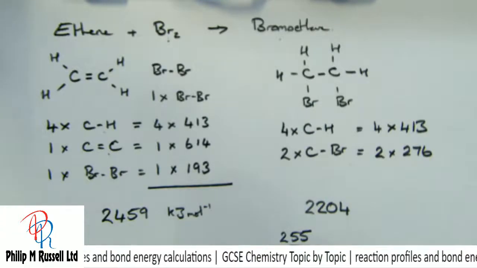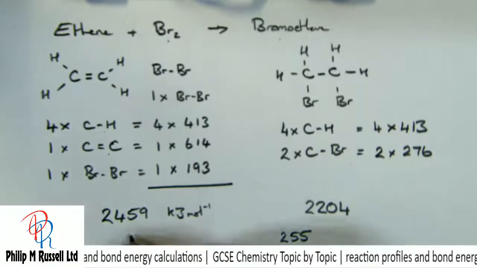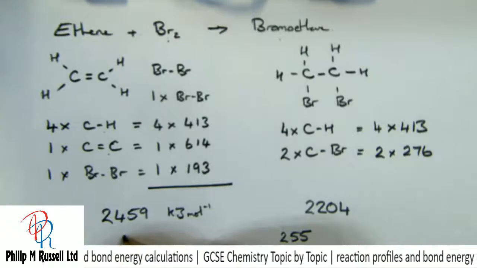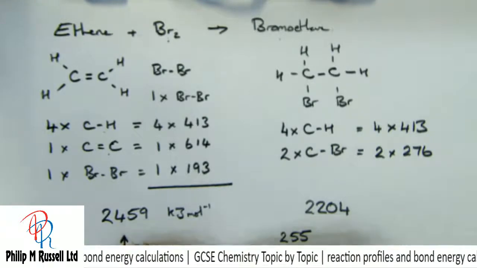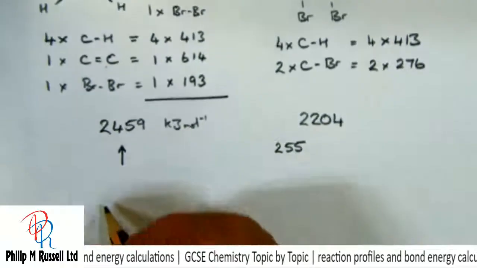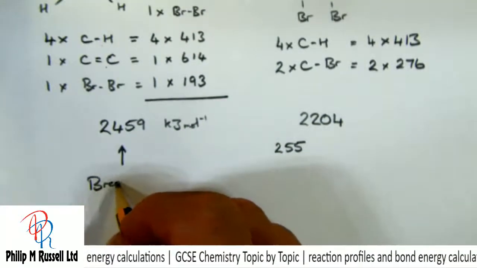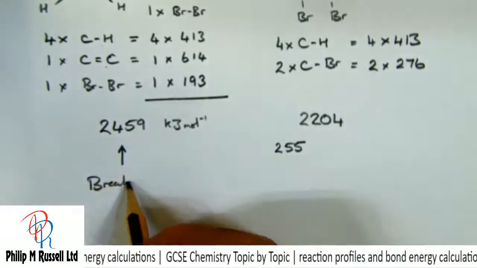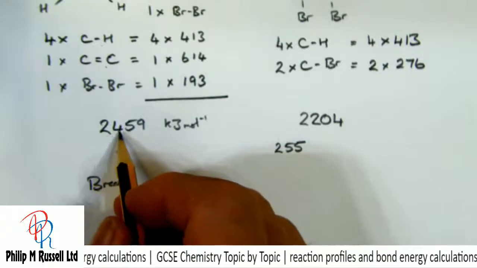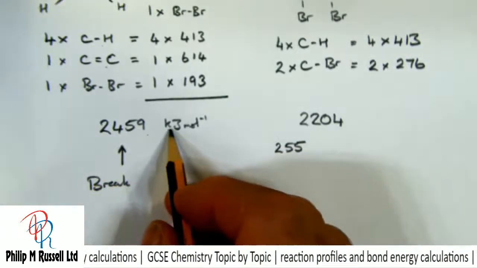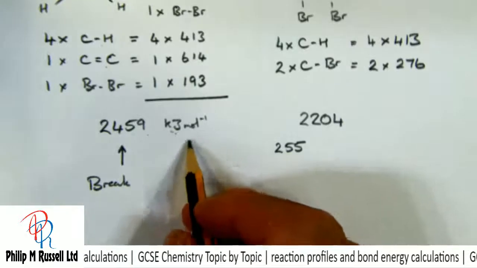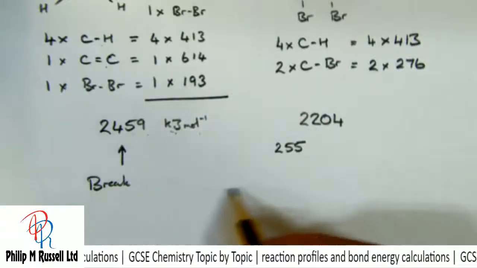Let's look at what we're doing. We need to put in energy. We need to break these bonds. So we add 2,459 kilojoules for every mole of that substance.